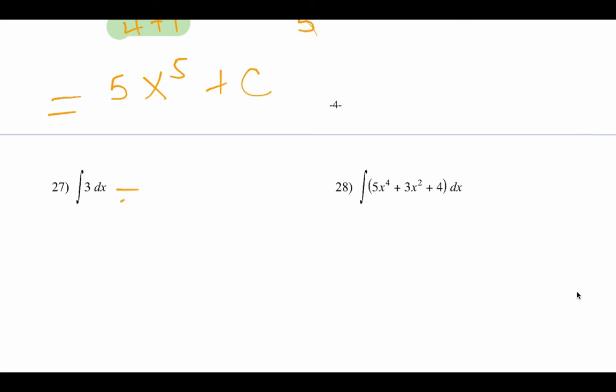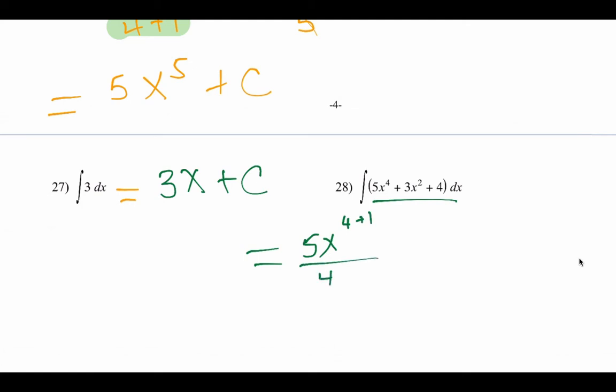All right, for this one, if it's just a constant, it turns into x plus c. Don't forget the plus c, okay? If you have something with a bunch of numbers like this, you will do the same thing. So 5x to the power plus 1, dividing by the same thing. 3x squared, plus 1 divided by 2 plus 1, plus, if it's just a constant, it turns into 4x. Don't forget the plus c.